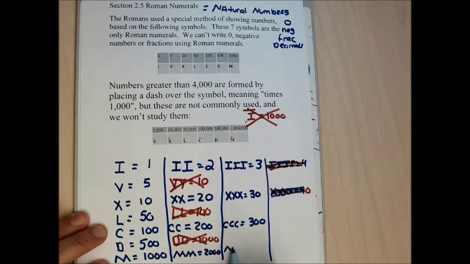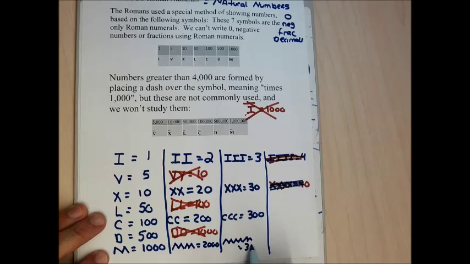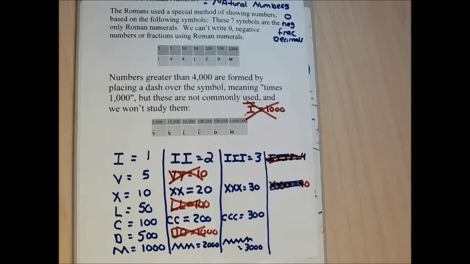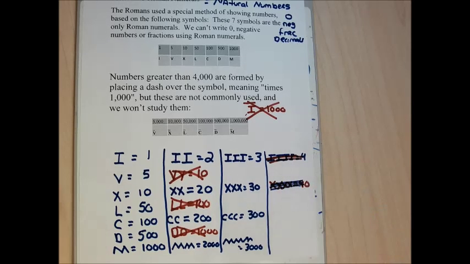Triple M is 1,000 plus 1,000 plus 1,000, which is 3,000. We're not allowed to do 4 of a kinds. So a big trick in Roman numerals is what to do when you need 4 of a kind to represent a number. And it turns out the numbers that need 4 of a kinds are numbers that have 4s in them and 9s in them.